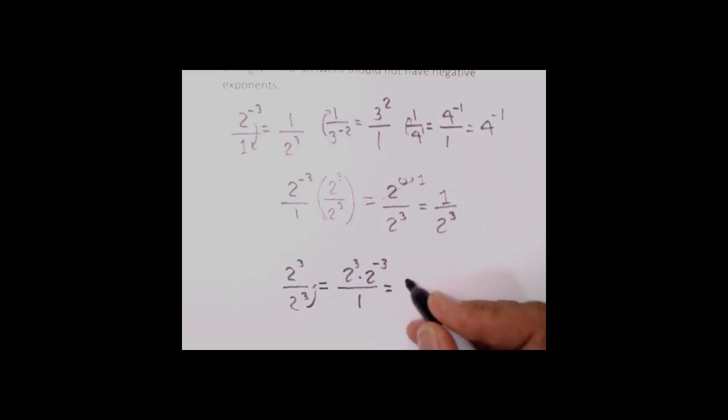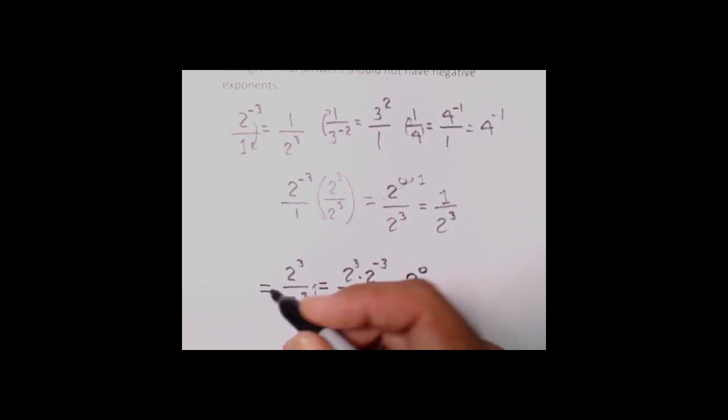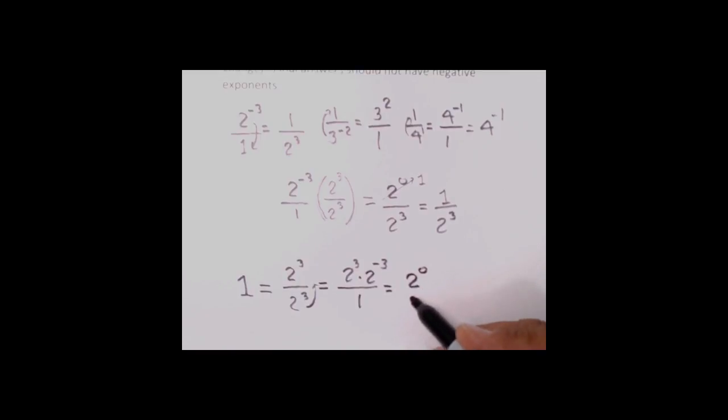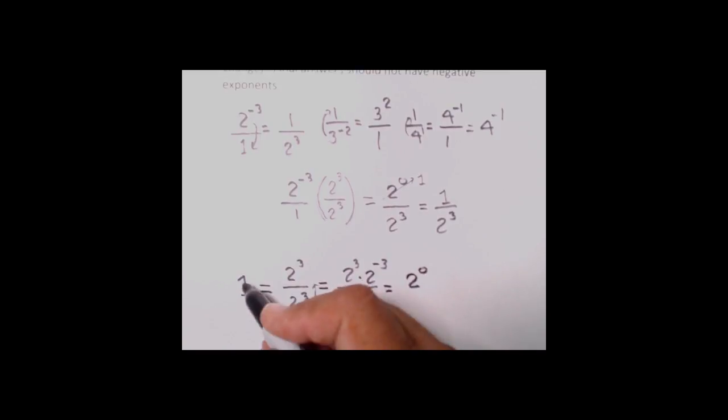Bases are the same, so we simply add the exponents. Well, 3 minus 3 is 0. Now, of course, look back to the beginning of this. Notice that I had 2 to the third over 2 to the third. Numerator and denominator are the same, aren't they? So that has to equal 1. So guess what? I just showed you that 2 to the 0 equals 1.